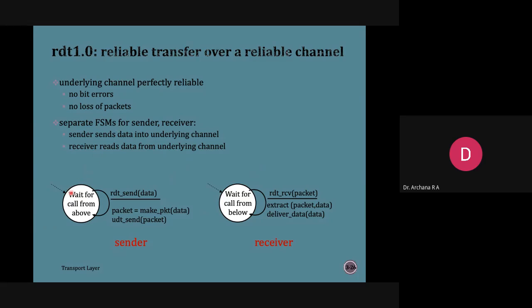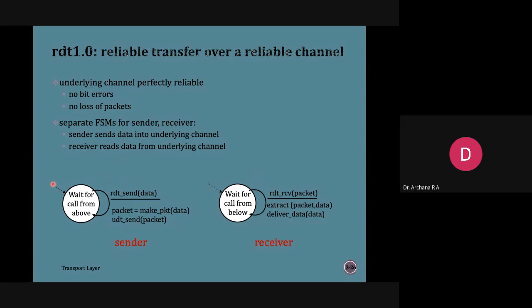The white circle indicates the state. The arrow indicates flow to the next state or to the same state. The content above the horizontal line indicates the event that is occurring, and the content below the horizontal line indicates what action will take place after the event occurs. A separate finite state machine for sender and receiver will be maintained. The sender sends data into the underlying channel and the receiver reads the data from the underlying channel.